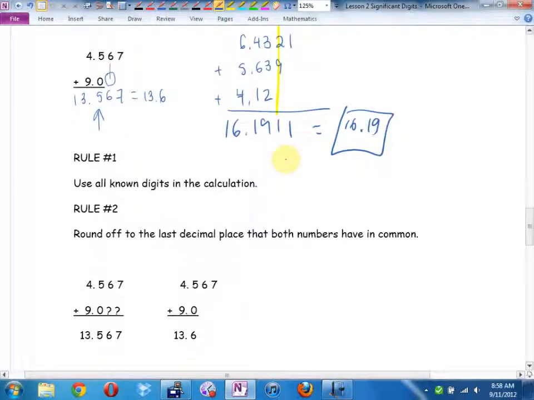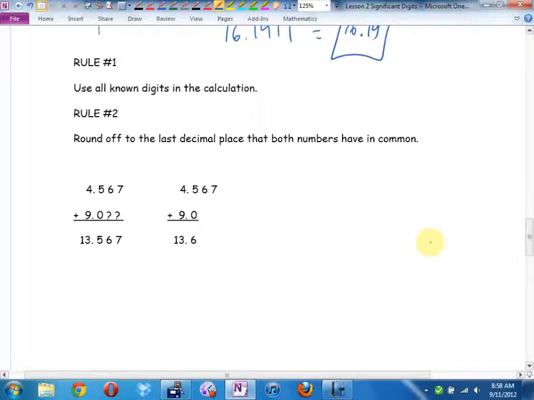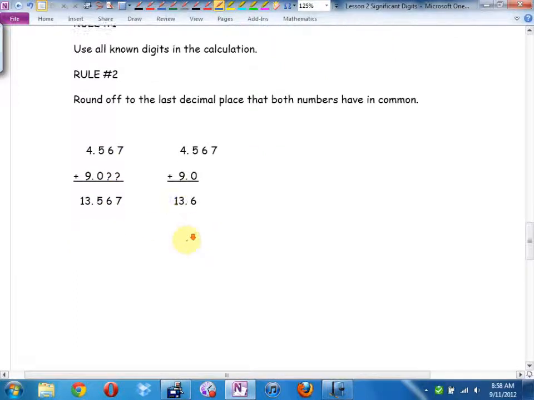So what's the rule? Use all the known digits in the calculation. Don't round any off yet. Round off to the last decimal place that both or all of the numbers have in common. Round off to the last column where you know everything in that column. Okay? So if you're adding 4.567 plus 9.0, here's the 2 that I don't know. I get 13.567. Nope, I'll round off to 13.6.